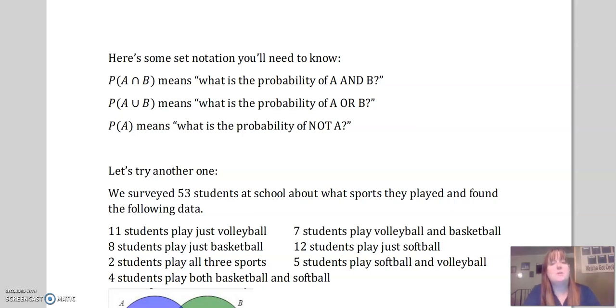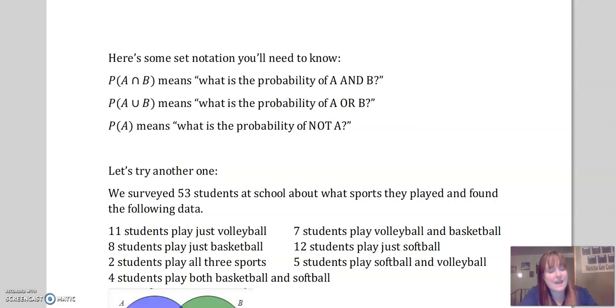We need to talk a little bit about some notation that you're going to see. So we've used the words and and or. In the last video, we talked about what's the probability of this and this happening, and then what's the probability of this or this happening. And you're going to see some notation to show that.